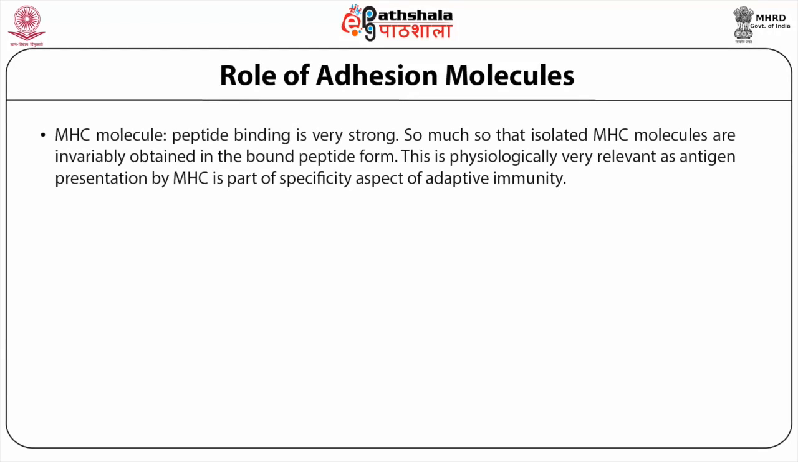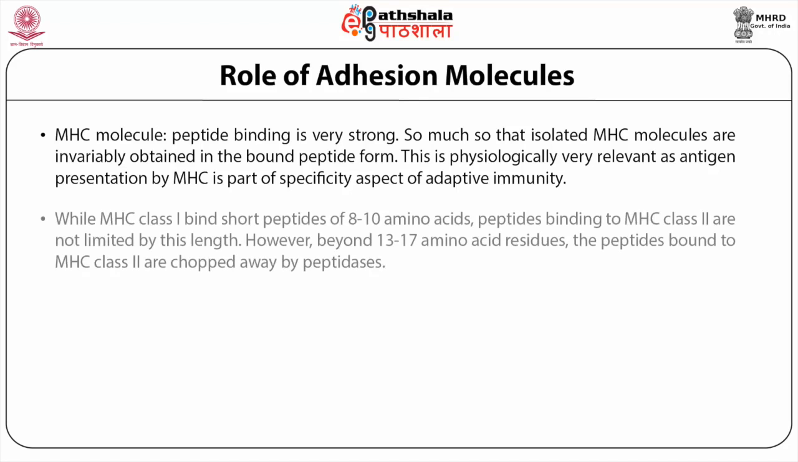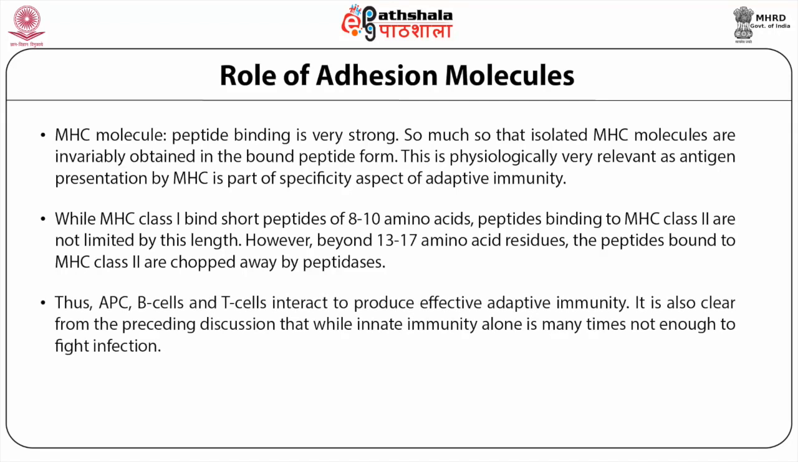MHC molecule peptide binding is very strong, so much so that the isolated MHC molecules are invariably obtained in the bound peptide form. This is physiologically very relevant as antigen presentation by MHC is part of the specificity aspect of adaptive immunity. While MHC class 1 binds short peptides of 8 to 10 amino acids, peptides binding to MHC class 2 are not limited by this length. However, beyond 13 to 17 amino acid residues, the peptides bound to MHC class 2 are chopped away by peptidases. Thus, APC, B cells and T cells interact to produce effective adaptive immunity.